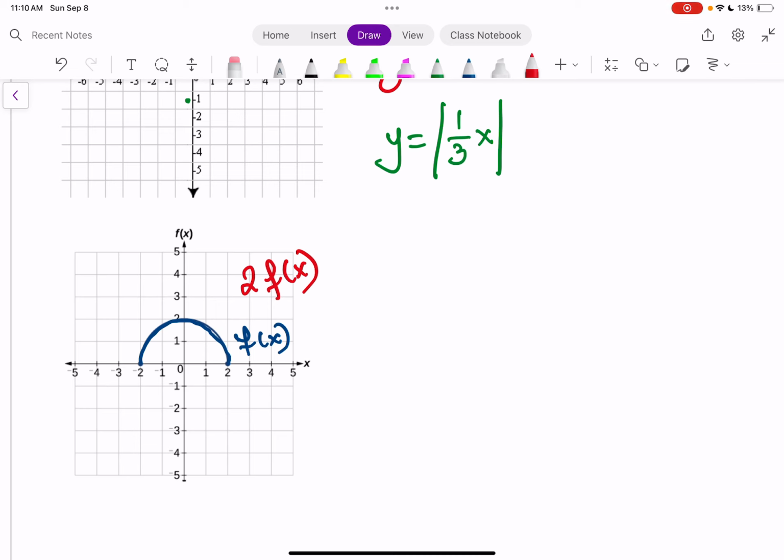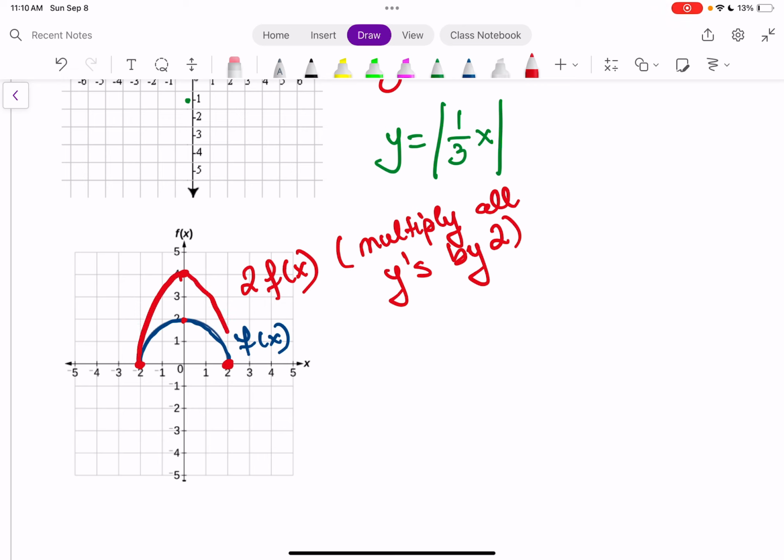Now 2 times f of x means multiply all y's by 2. It's a transformation to the y values because it's multiplied to f of x, so to y. So this is a y of 0, so it stays 0. This is a y of 2 times 2 is 4. This is a y of 0, so it stays 0. So as you see, what happened, the graph gets stretched vertically by a factor of 2.